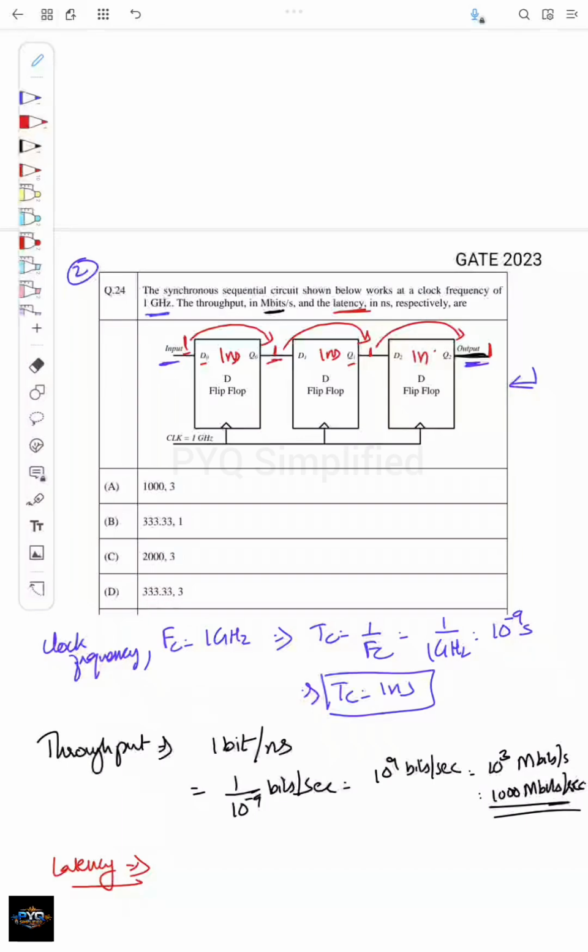So totally it will require 1 plus 1 plus 1, that is 3 nanoseconds. So latency is 1 plus 1 plus 1 nanosecond, or 3 nanosecond. So the answer is A. Throughput is 1000 megabits per second and 3 nanosecond latency.